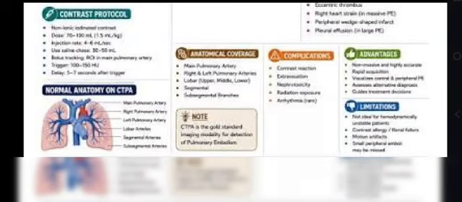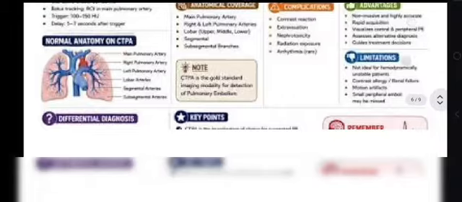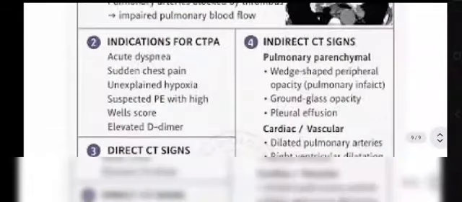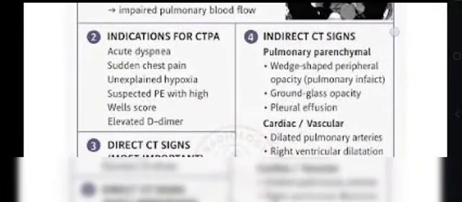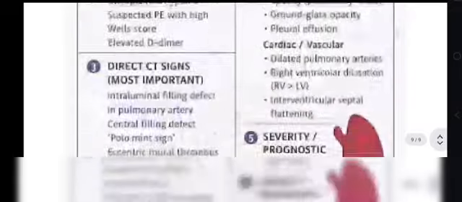So the complications will be heavy bleeding, bruising at the puncture site, or allergic reaction due to the contrast, or irregular heartbeats, or shortness of breath, then pulmonary artery injury, etc.